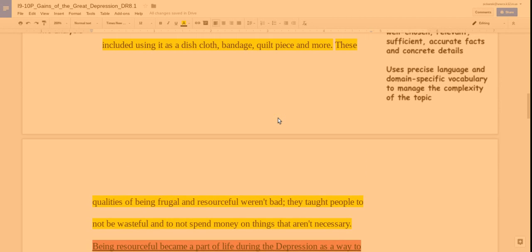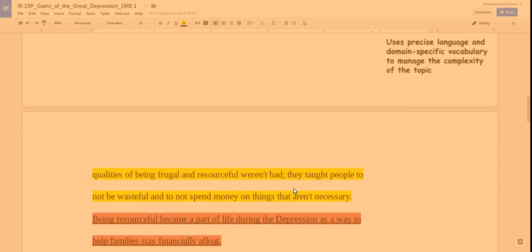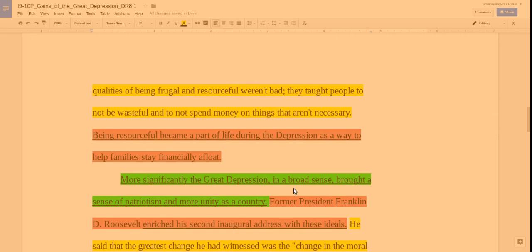We have our two pieces of evidence back to back, and then we have some explanation for both of them. Being resourceful became a part of life during the Depression as a way to help families stay financially afloat. And again, we're connecting our explanation in the Toulmin method with our original claim that this made people resourceful.